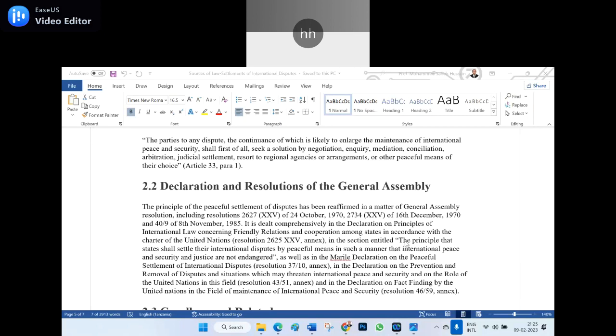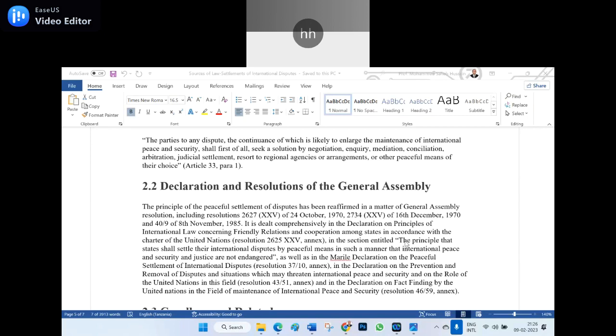Yes, as well as in the Manila Declaration on the Peaceful Settlement of International Disputes, another declaration, and in the Declaration on the Prevention and the Removal of Disputes and Situations which may threaten international peace and security and on the role of the United Nations in this field, and in the Declaration on Fact-finding by the United Nations in the field of maintenance of international peace and security.